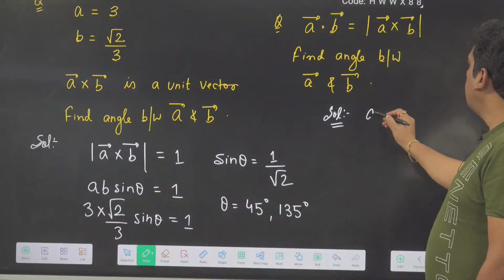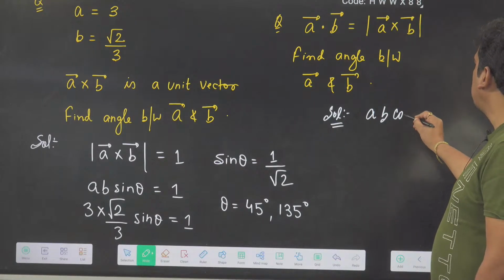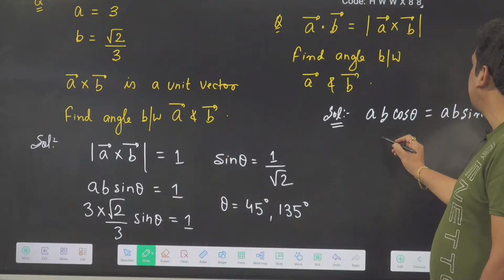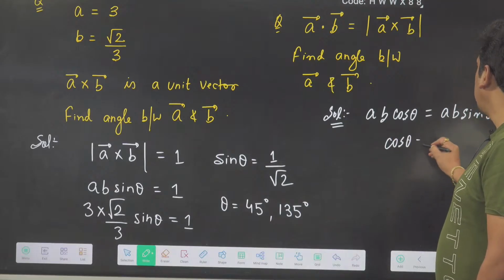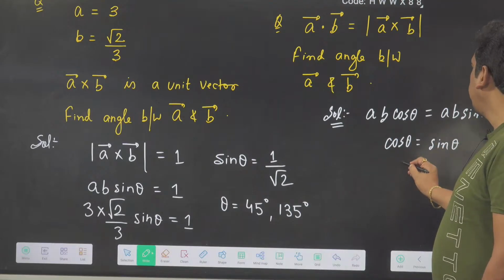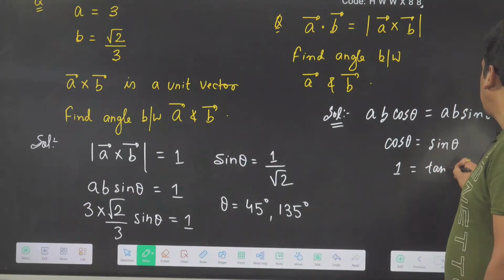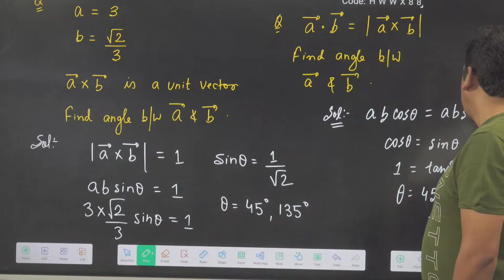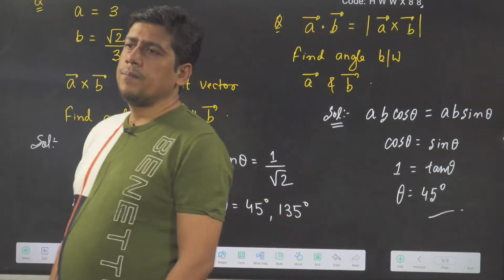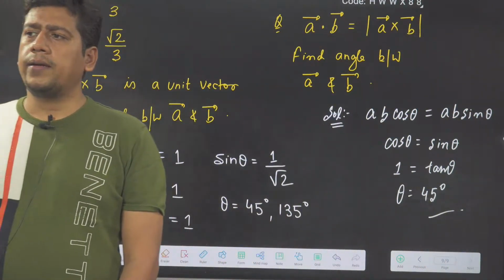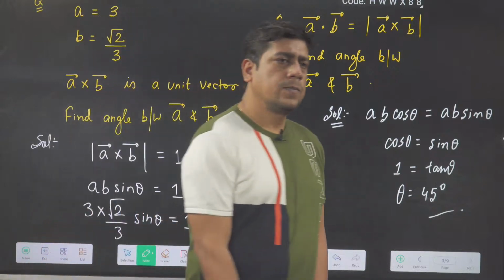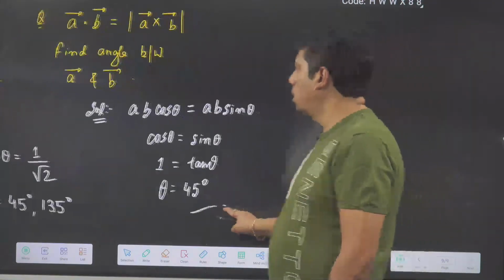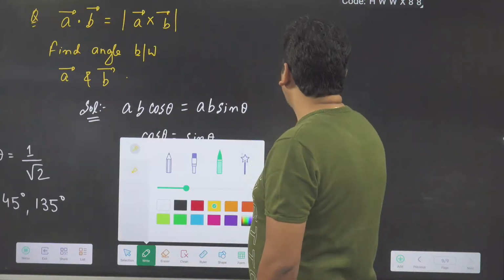Here, A dot B will be AB cos theta, and magnitude of A cross B will be AB sin theta. AB cancel. So we are getting cos theta equal to sin theta. You can divide with cos theta, it will become 1, and sin by cos will become tan. So theta will become 45 degree. Okay? Next question.